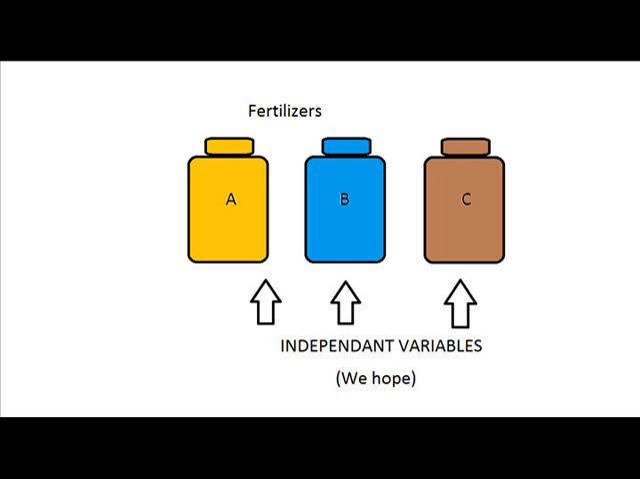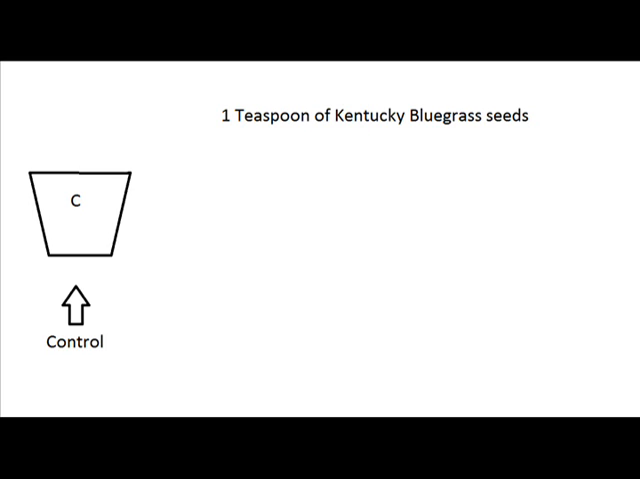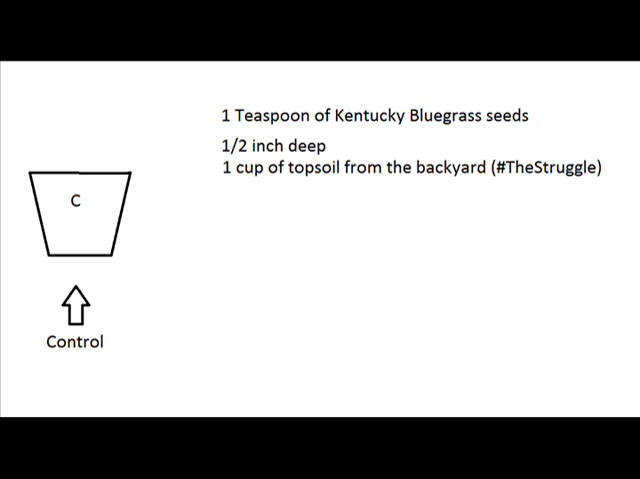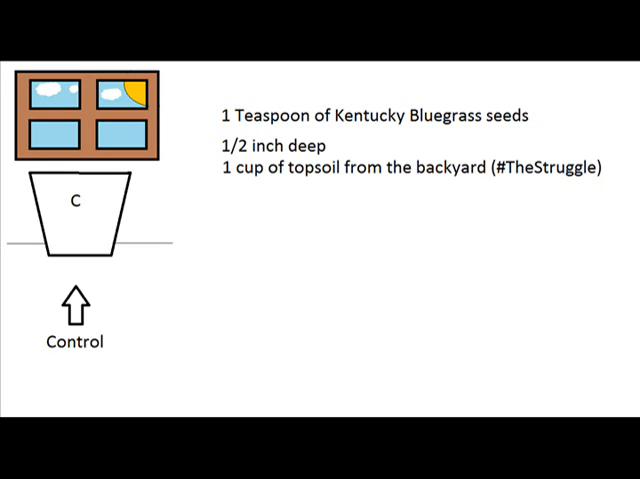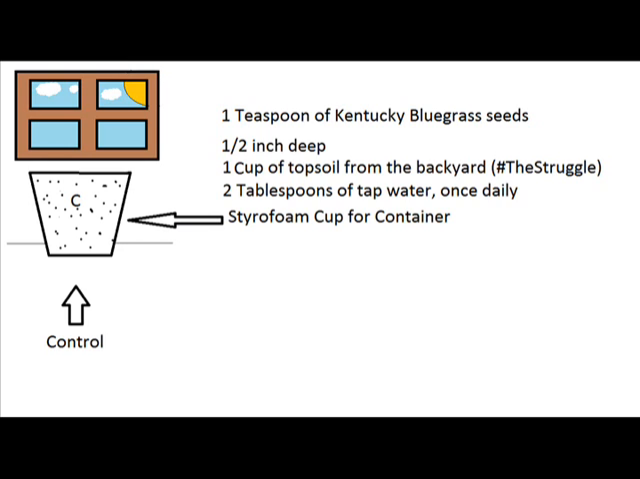The first ultra-smart, essential, super-scientific step is to establish a control or baseline. This can be done at the fifth grade science fair level, so let's keep it that simple. Little Susie wants to set up a control, so she plants a teaspoon of Kentucky bluegrass seeds half an inch deep into one cup of completely ordinary topsoil from her backyard. She's going to place it beside her bedroom window and provide it with 2 tablespoons of tap water once per day. She'll grow them in a styrofoam cup because she doesn't happen to care about the environment just yet. She's 10. Give her a break.